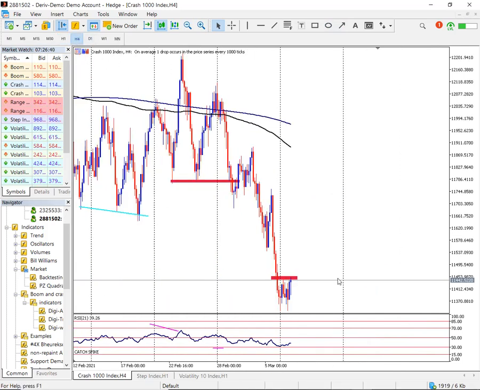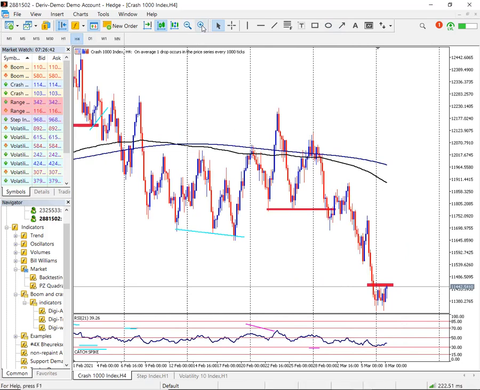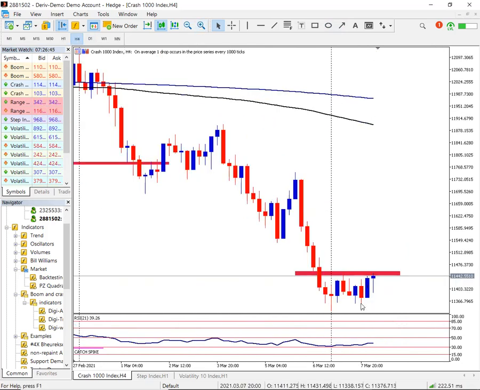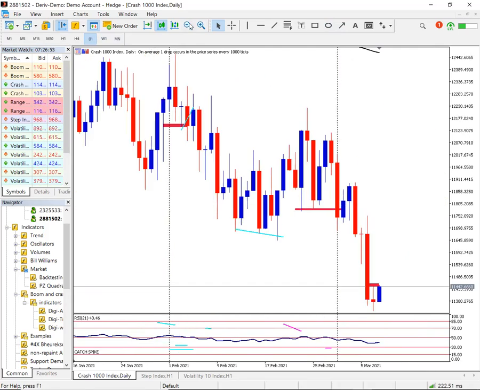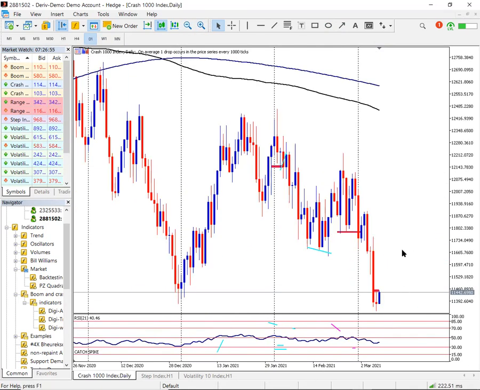But for those people who took this trade early in the morning, those who noticed and took it when this candle was rejecting, because this is currently at a daily resistance. I mean, currently at a daily support.